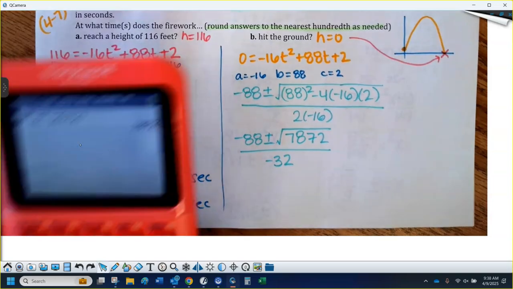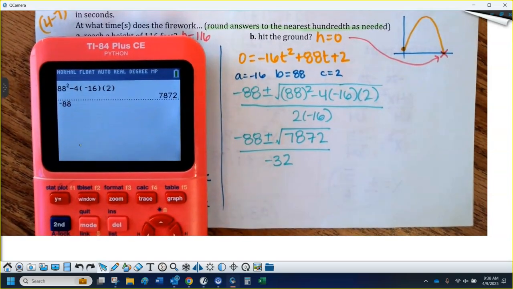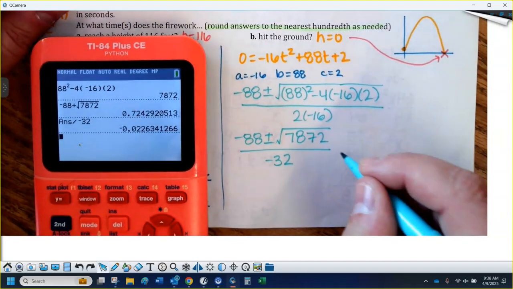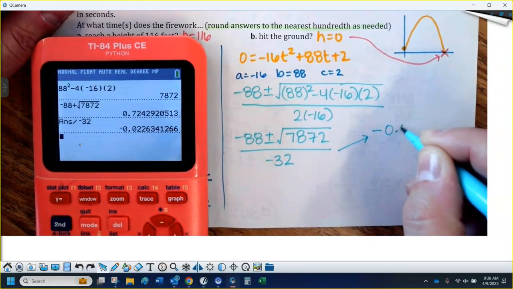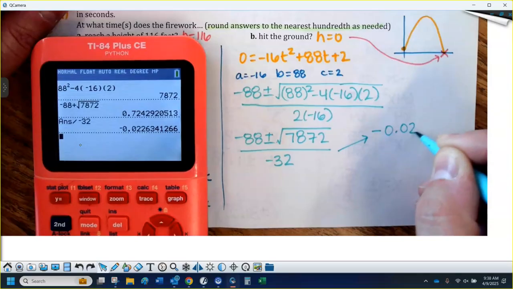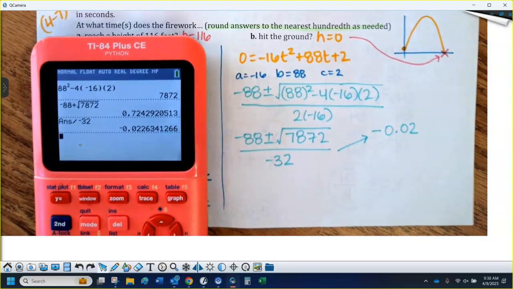Okay, so I'm going to do negative 88 plus or minus, which is representing 2 answers at once. We just can only do one at a time on the calculator. So do negative 88 plus, do your square root, 7872, hit equals, and then divide that by negative 32. Okay, I'm going to write this down. I got negative 0.0, let's say 2 seconds.